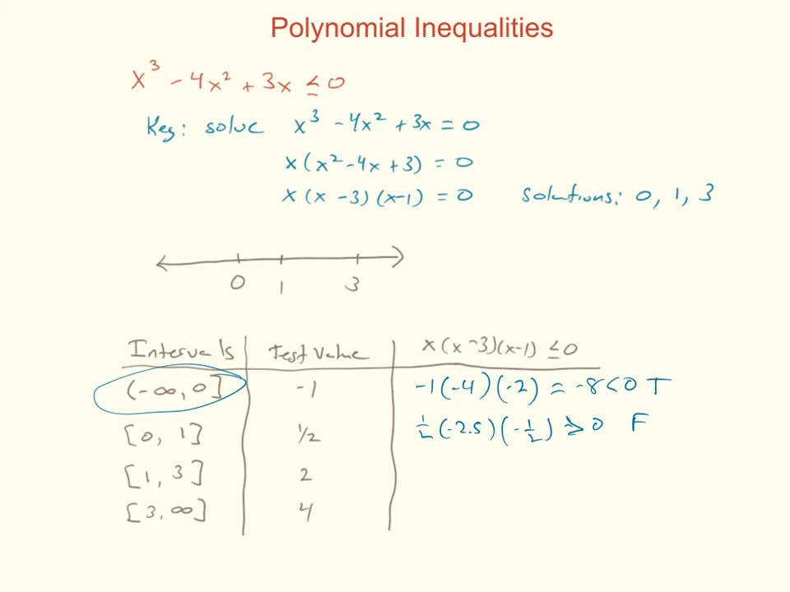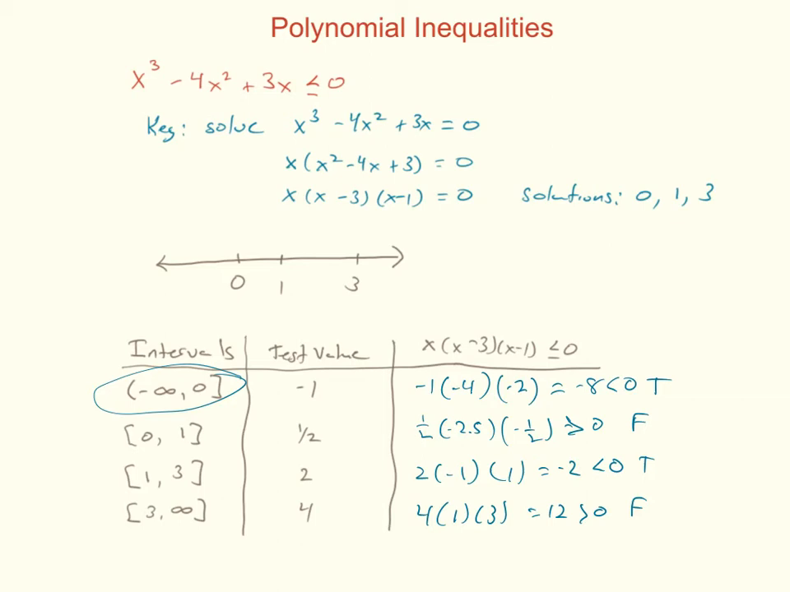When I plug in 2, I get 2 times a negative 1 times a positive 1, which will equal negative 2, so that's less than 0, so it's true there. So I know I'm going to include the interval from 1 to 3. And when I plug in 4, I get 4 times 1 times 3, which is equal to 12, which is greater than 0, so it's false there.